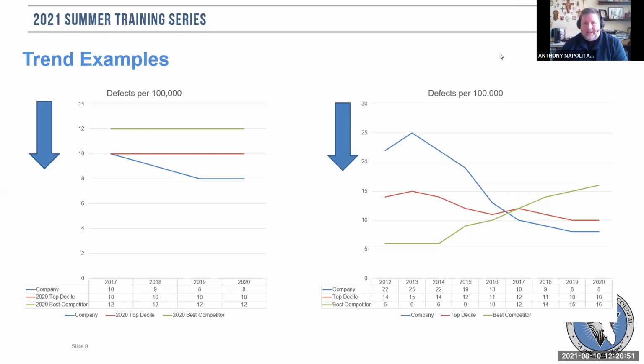Here's one of my trend examples to give you. As you look at it, on the left, defects per 100,000. Arrows on here, arrows are the good direction. So of course, you want fewer defects. But you look at this one on the left, and you see the top decile and the best competitor. And notice that these are 2020. So this is last year. That's the most you have, is 1 year. And look what it looks like.